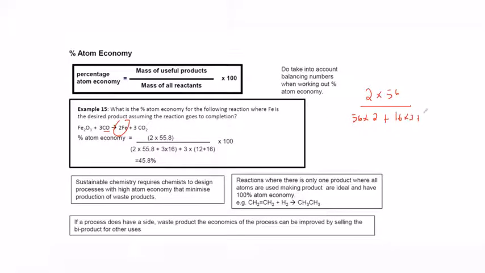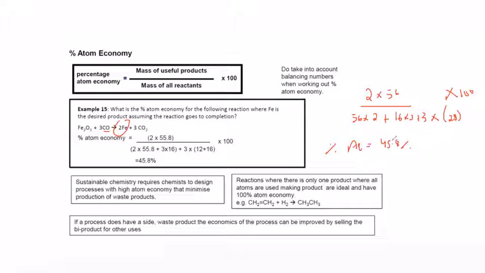Carbon monoxide is carbon 12 plus oxygen 16. So 12 plus 16 will be equal to 28. When we solve this, and then it is multiplied by 100, the percentage atom economy is equal to 45.8%.